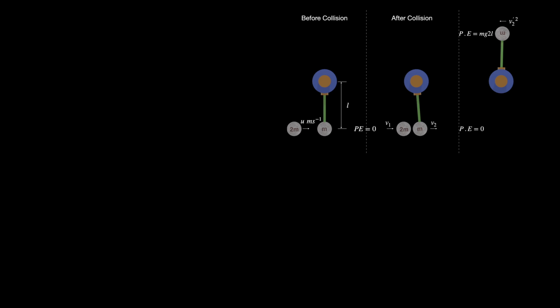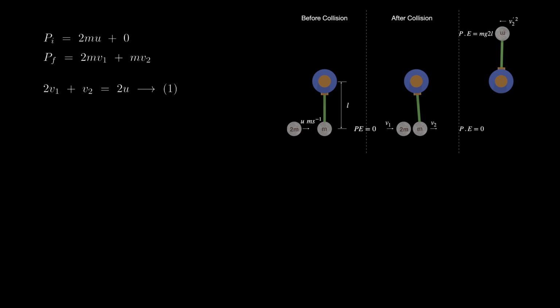With that understanding, let's derive an expression for the velocity of the sphere connected to the rod when it reaches the peak point of the vertical circle. We'll start by considering the situation just before and after the collision of the two spheres, and apply the principle of linear momentum. We can assume the initial velocity of the sphere with mass 2m is u meters per second before the collision, and let v sub 1 and v sub 2 be the velocities of the masses 2m and m respectively, after the collision. Using the conservation of linear momentum, we can derive this expression with v1 and v2.